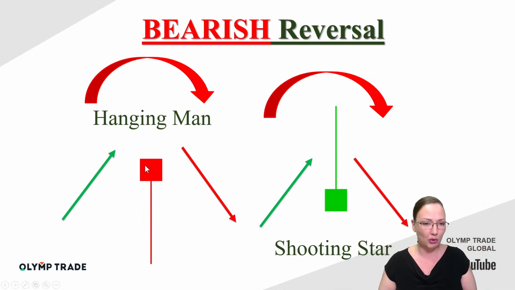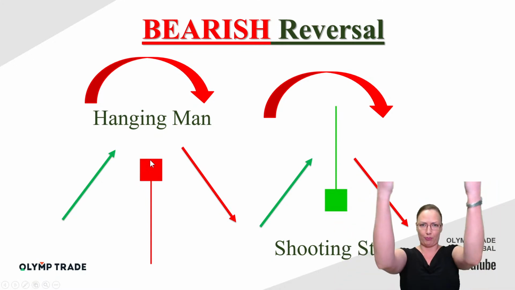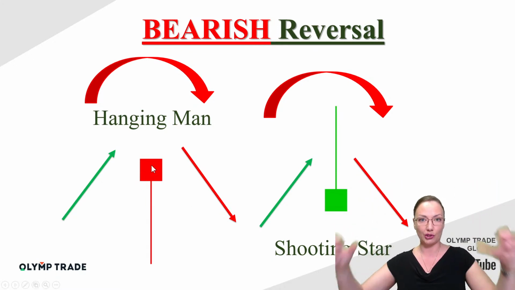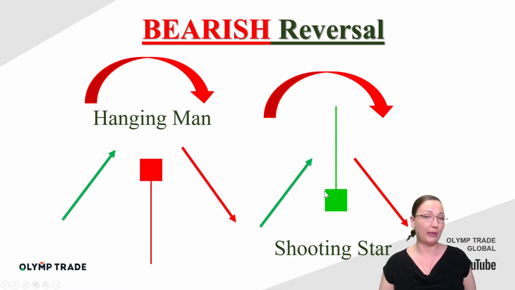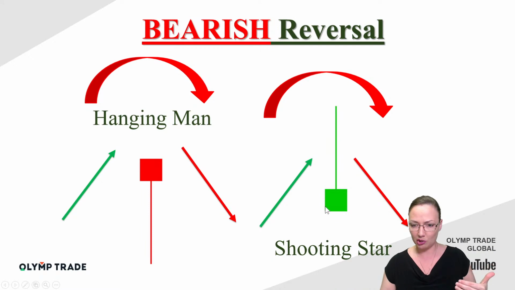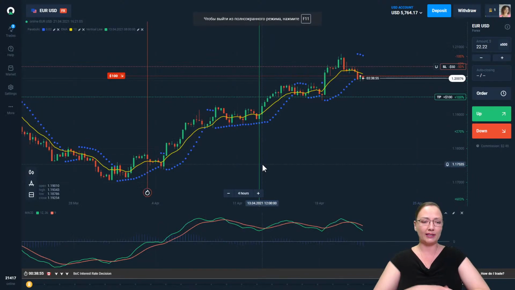Basically what it shows us is that buyers tried to push the price up, but they couldn't. And sellers came and pushed the price down. So this candle will show us seller strength. And this one would basically show us bull weakness, because they tried to push the price up, but bears came and pushed the price down. Let's go ahead and switch to the platform.